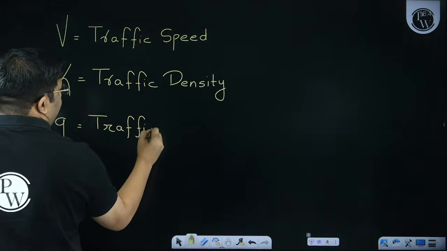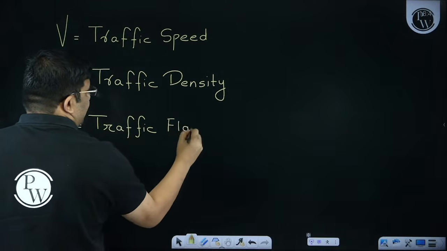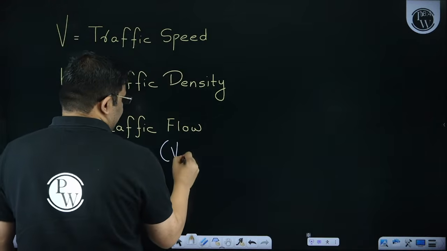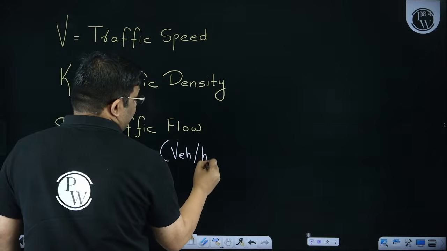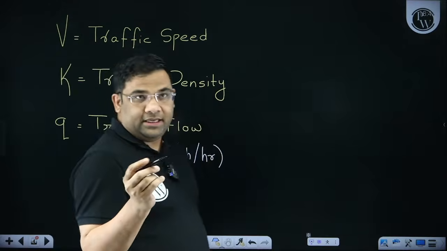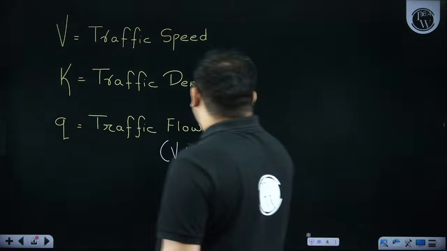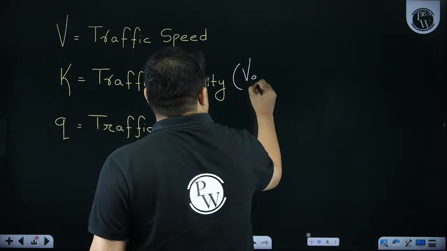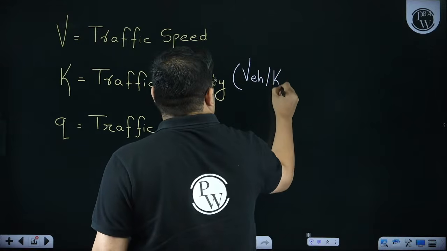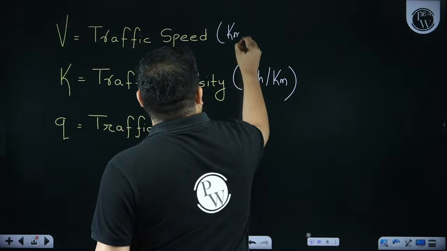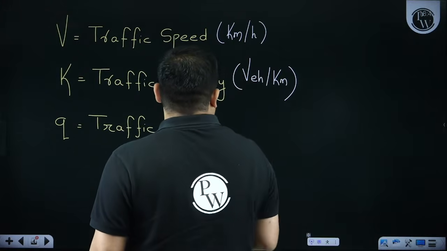The unit of traffic flow is vehicle per hour, right? So how many vehicles are crossing in unit time, that is 1 hour. Then traffic density is vehicle per kilometer, that is, in 1 kilometer, how many vehicles are there? And traffic speed is obviously kilometer per hour.